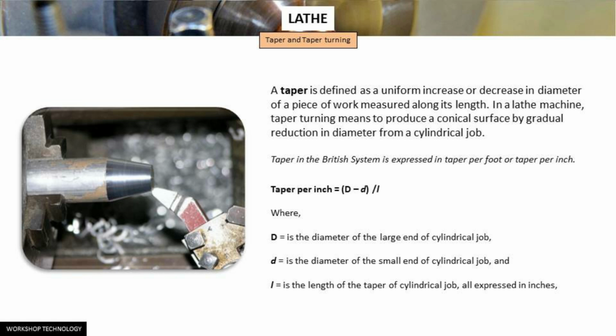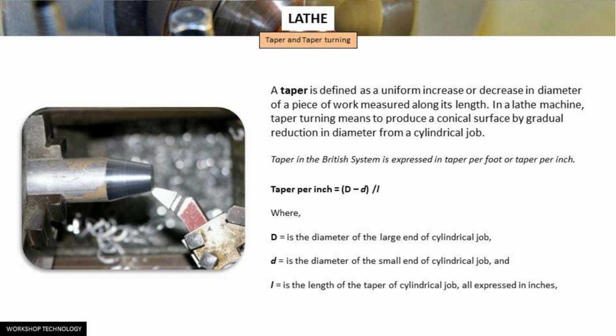Let's discuss one of the very important lathe operations that we call taper turning, or tapers. A taper is defined as a uniform increase or decrease in diameter of a piece of work, which is measured along its length. In a lathe machine, taper turning means to produce a conical surface by gradual reduction in diameter from a cylindrical job.